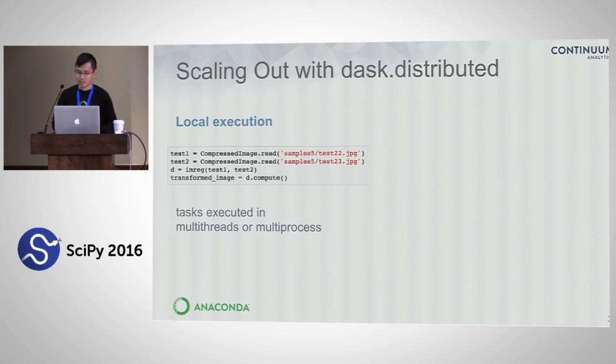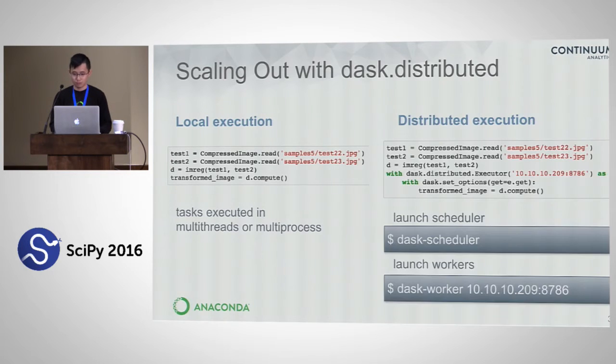So what does it mean to scale out with Dask distributed? In the local execution, this is what I've shown right now. This algorithm works by being given 2 images. This is a JPEG image, just a compressed image. Feed it to my Dask graph builder, the ingrad function. D is now a graph, and I call d.compute. That's the local case. That can be run on multiple threads or in multiprocess.